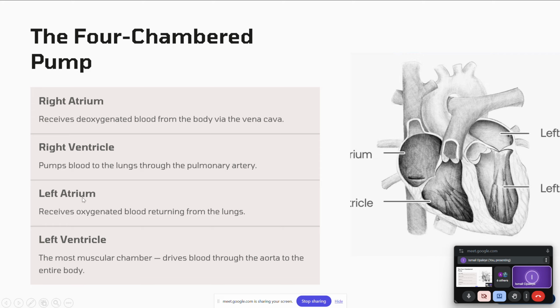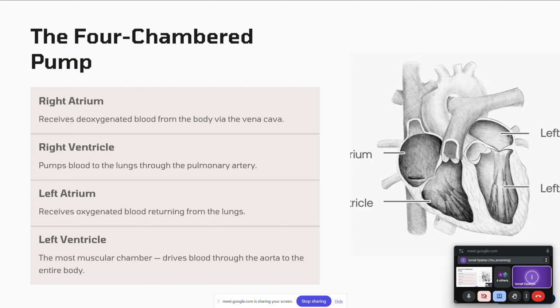Before returning to the heart, here you have the left atrium, the one that receives oxygenated blood returning from the lungs. You can see that here, and as well the left ventricle, which is the most muscular chamber. You can see that the wall of this left ventricle, the one down here, is much thicker than that of the right ventricle. Why? Because it is performing more tasks.